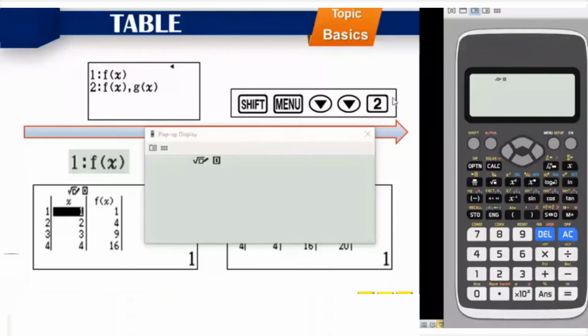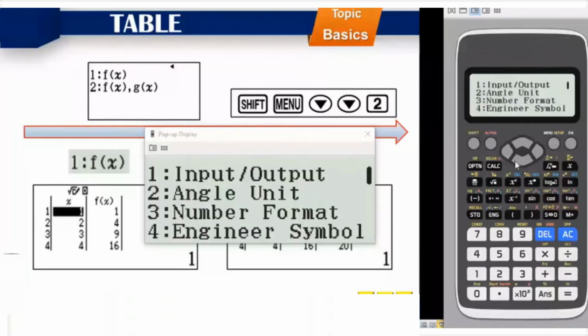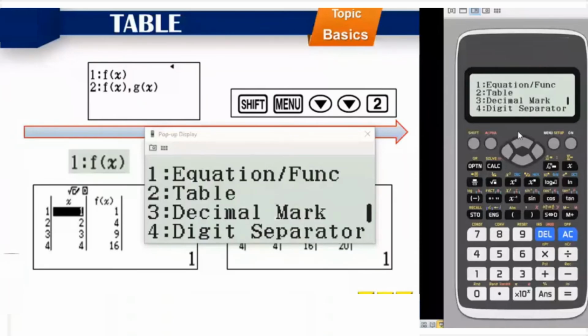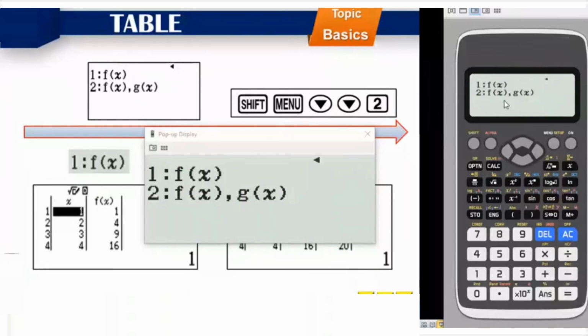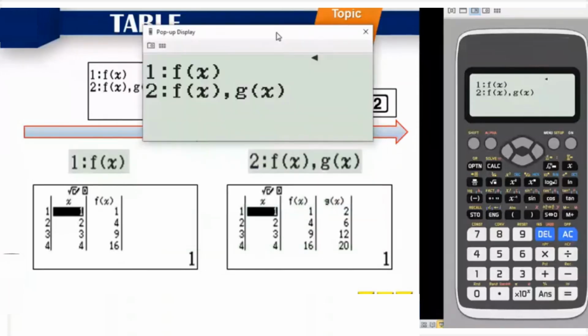All right, so the next feature in menu, in setup, is table. I will press table, that is 2. So fx means that a single table can be drawn, and fx comma gx means a double table can be drawn. If you see the screen on the left, a single table will have one fx for one x value, whereas if I press 2, for the same data, 2 equations can be explored. I hope this is clear to all of you.